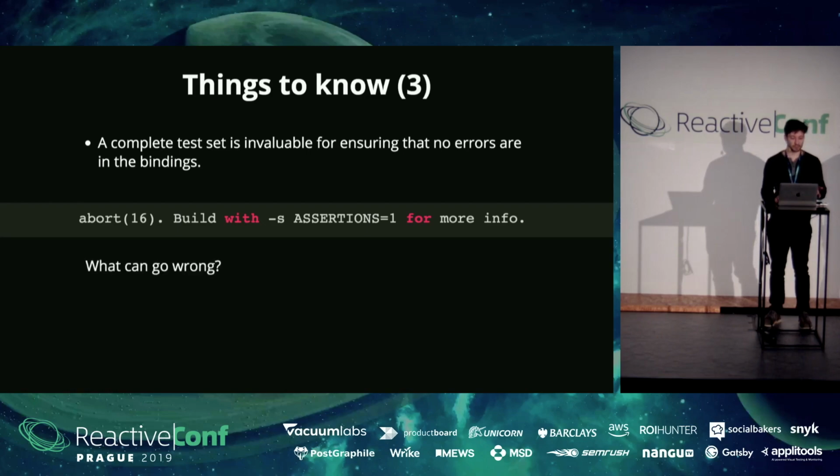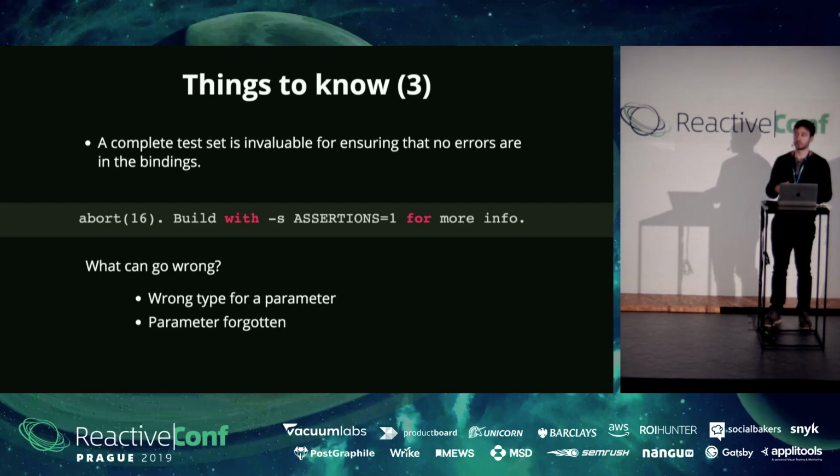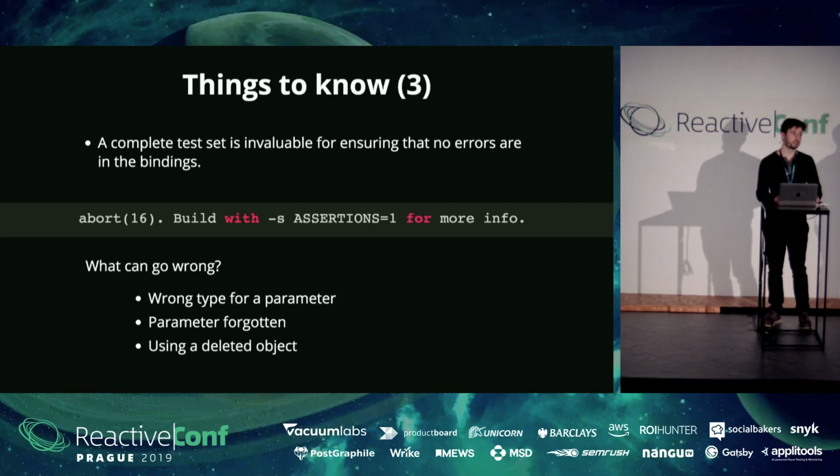And that can happen if, for example, you pass a wrong type of parameter to a method or you forget a parameter. In this case, your WebAssembly code will be expecting, for example, a pointer to an object. If you pass instead a number which means nothing, then it will go to some place in the memory where there is garbage and bad things will happen. That can also be the case if you're using a deleted object.